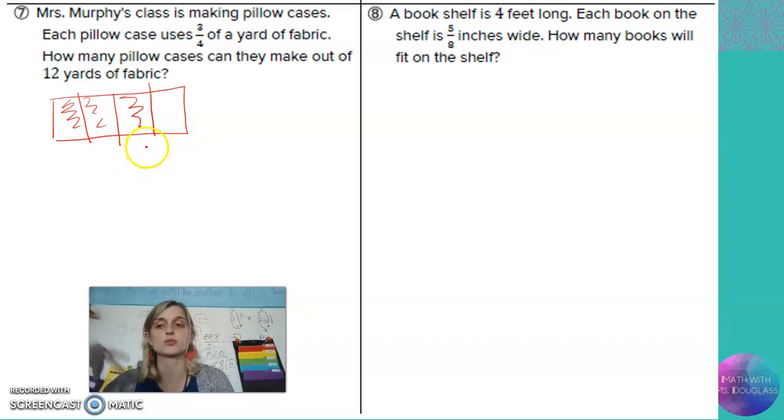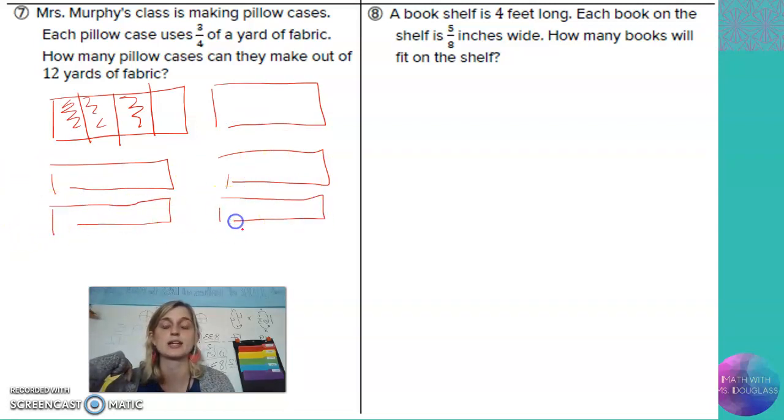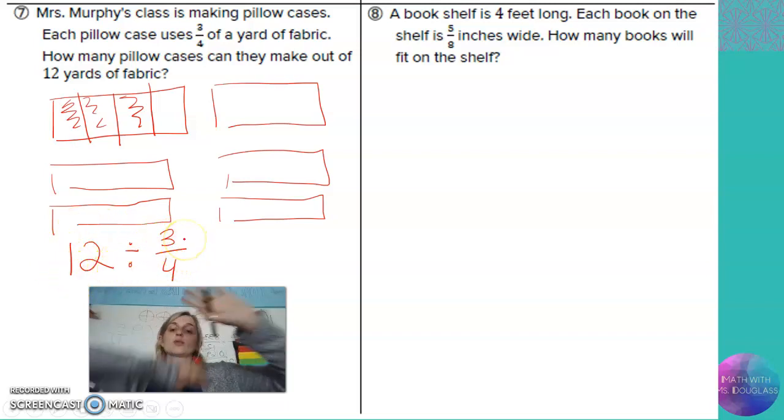So if you wanted to continue the drawing, you could draw 12 yards. That's 2 yards, 4 yards. You can see why this is maybe not the best technique, because that drawing would take up your entire page. Instead, we can say, okay, if we have 12 yards of fabric, that's what we're going to be starting with. Then we're going to cut it up, divide it up equally, that's division, into pieces that are 3/4 of a yard, because that's what it takes to make 1 pillowcase. That's going to be a division problem. Keep your first number the same, multiply by the reciprocal.